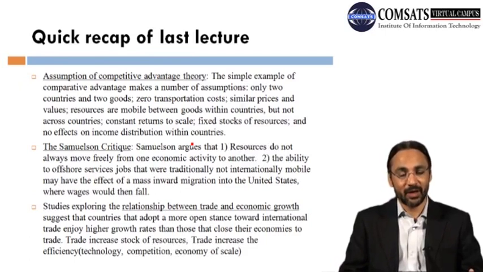The next one that we had discussed is the Samuelson critique. Samuelson argued that resources do not always move freely from one economic activity to another, like we had discussed. The ability to offshore service jobs that were traditionally not internationally mobile may have the effect of mass inward migration into the United States, where wages would then fall. Because of this trade, new people, highly skilled or low skilled blue collar workers, will come into the USA, and they might be immigrants who will demand low wages, and the low wage standard will be set within the US.